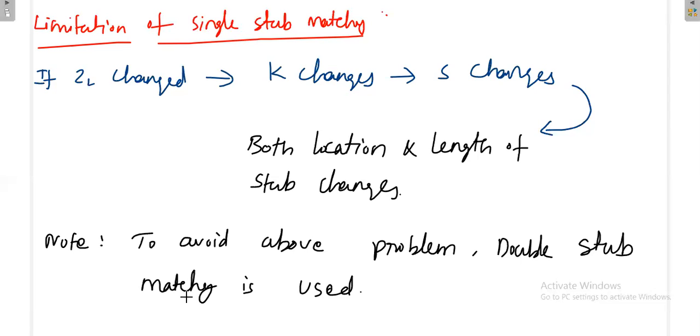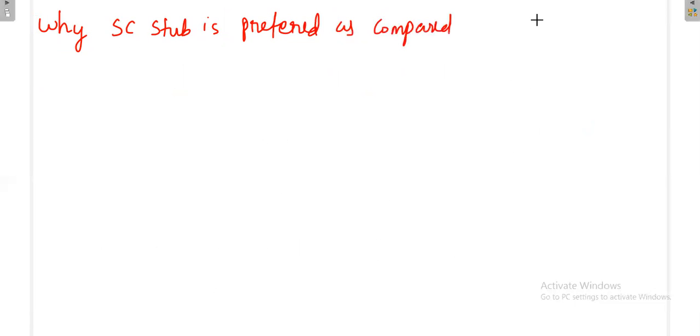Okay, next we'll address the question of why a short circuit stub is preferred as compared to the open circuit stub.